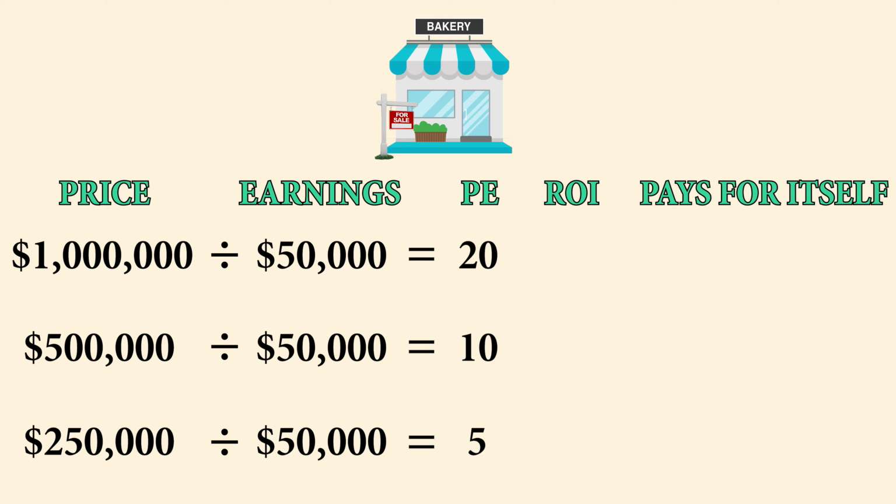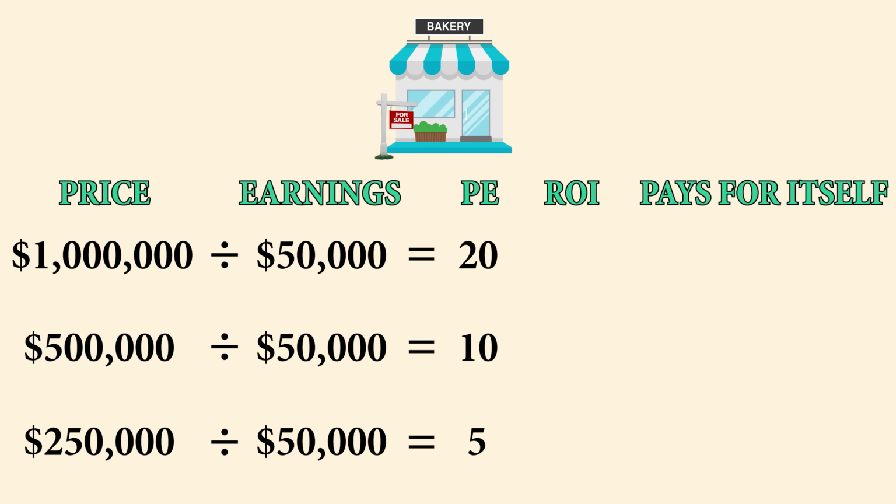Notice how a lower PE means you're buying the company's earnings for a cheaper price. By paying a lower price, you will also be getting a better annual return on your investment. In other words, your ROI would be better when you buy it cheaper. If you paid $250,000 for this business, your annual return on investment would be 20%, because $50,000 is 20% of $250,000. If you paid the $500,000 price tag, you would end up getting a 10% annual return on your investment. And if you paid the $1 million price tag, you would end up getting a 5% annual return on your investment.